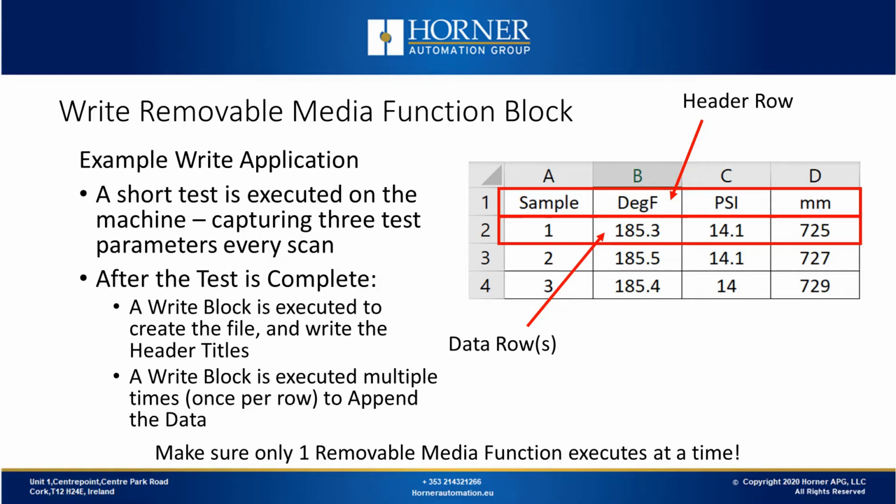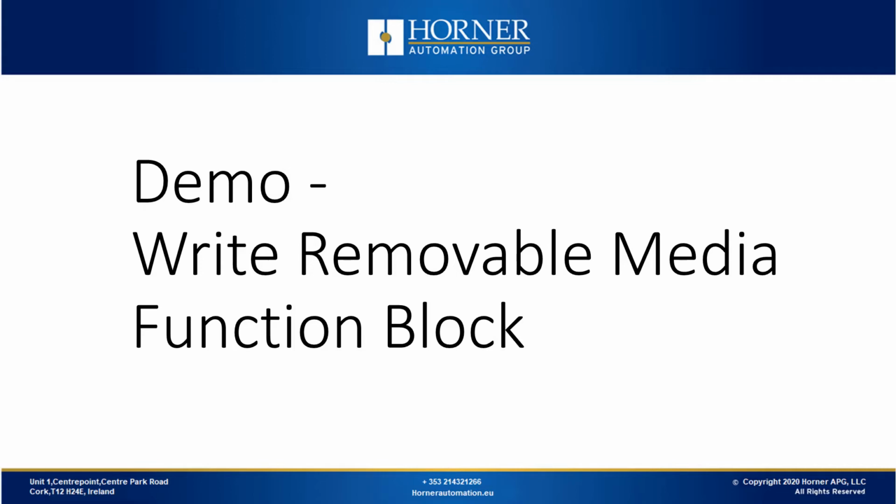A short test is executed on the machine, data logging 3 test parameters every scan. After the test is complete, a write block is executed to create the file and write the headers. Another write block is executed once per row to append the data to the file. You have to ensure that only one removable media function executes at a time. Now we're going to demonstrate this in Cscape.